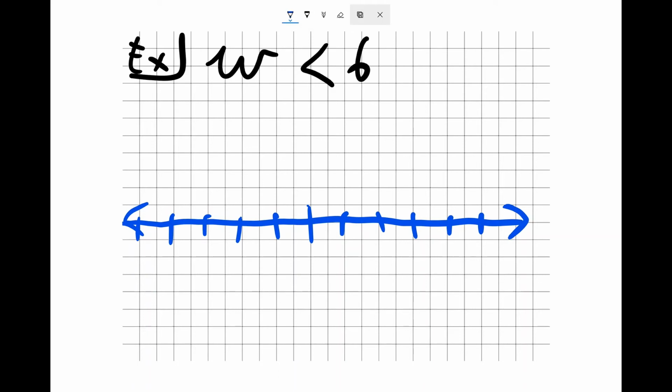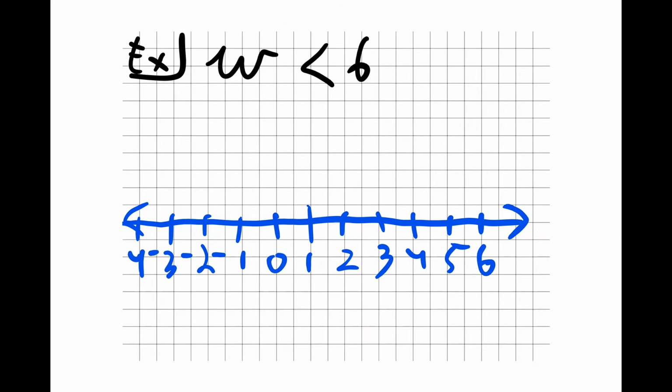2, 3, 4, 5, 6, 8, 9, 10, 11. Let's start with our 0 right here. 1, 2, 4, 5, 6. -1, -2, -3, and -4.